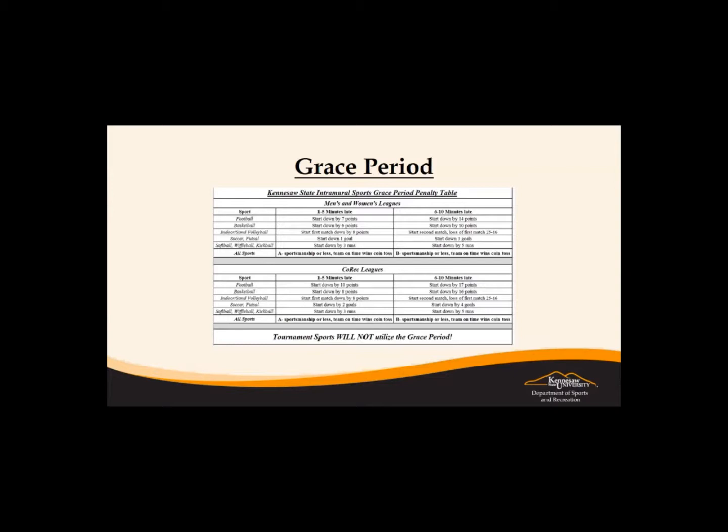Our grace period is a little bit new. It's been around for almost a year and a half now. It's a table that we use to try to keep games still happening and trying to avoid forfeits for the teams. So there's still a punishment per se for showing up late. If you're 1 to 5 minutes late, you can see, depending on which league you're in and which sport it is, you start down by a certain amount of points. And you also lose the coin toss or lose possession, depending on what sport it is. And then if you're 6 to 10 minutes late, it gets to be a little bit more severe.